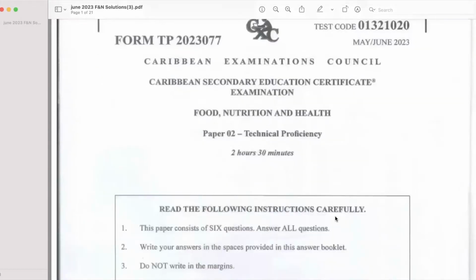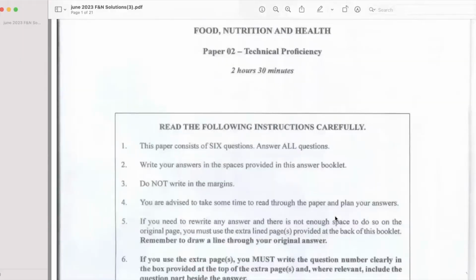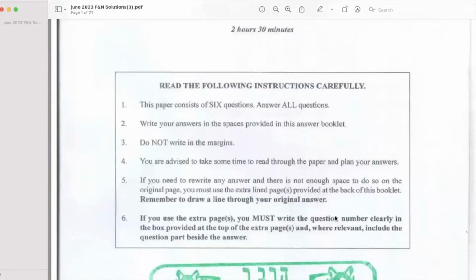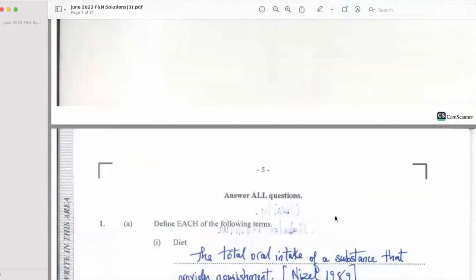All right. So this paper consists of 6 questions. You have 2 hours, 30 minutes to complete this, and you write your answer in the book provided, yeah? So let's go. The first question is diet, and this is an easy one.